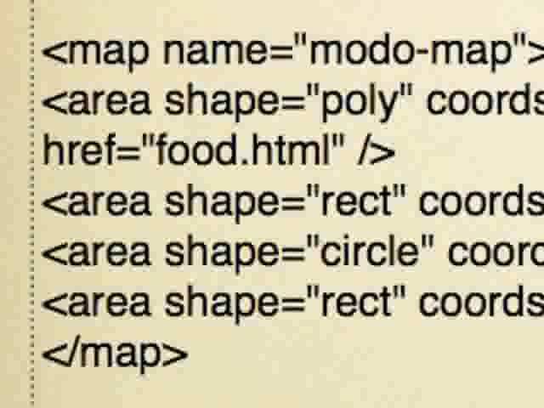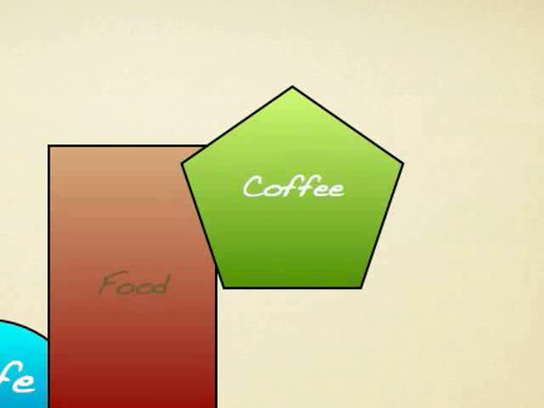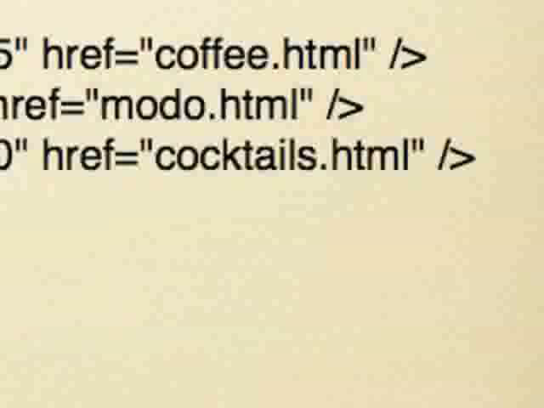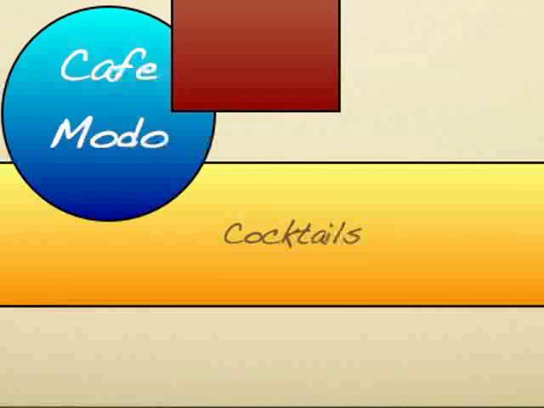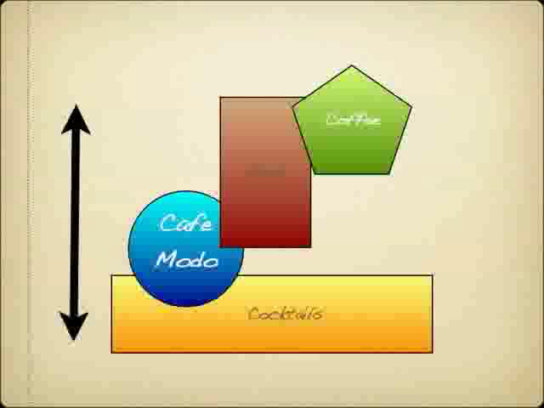Now whichever area is specified at the top of the image map, that area is in the top layer. And whichever area is specified at the bottom of the image map, in this case cocktails, that's at the bottom layer. So it's easy to remember which order they go in. But the order is important.